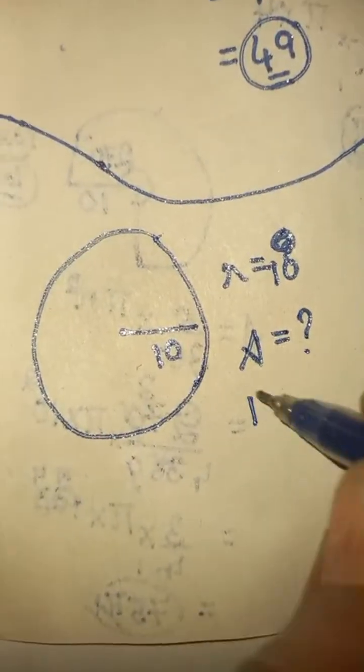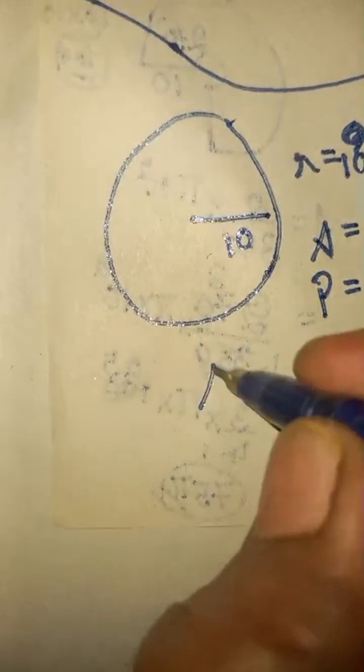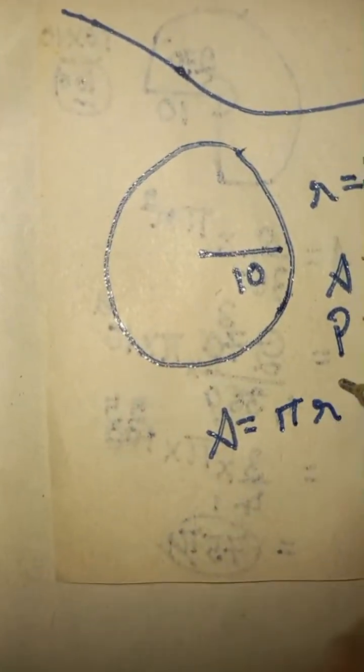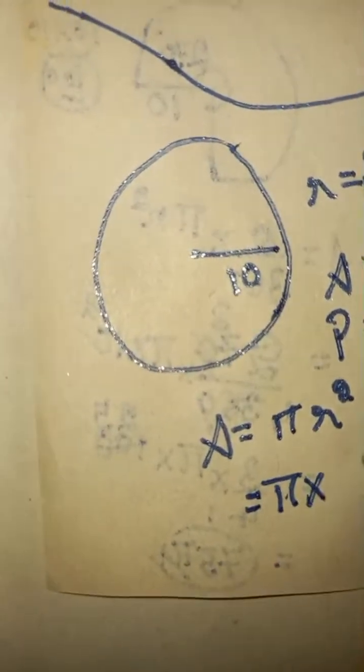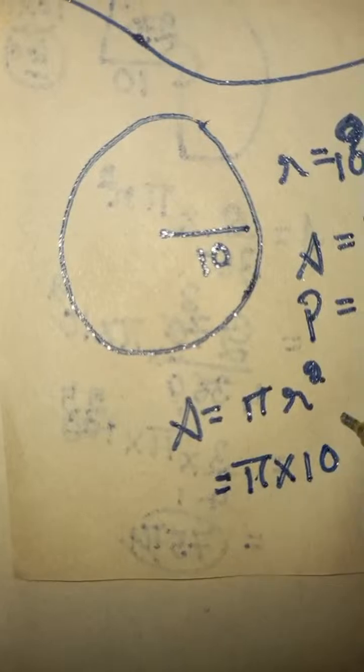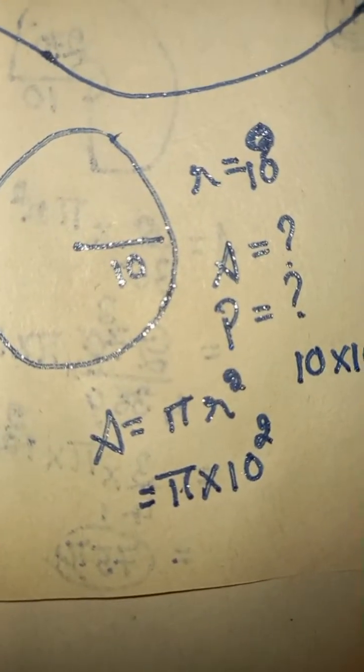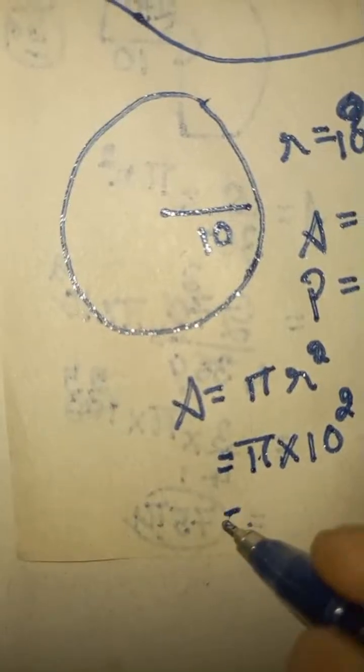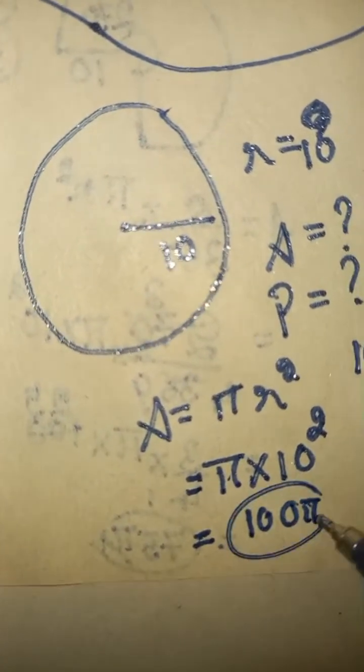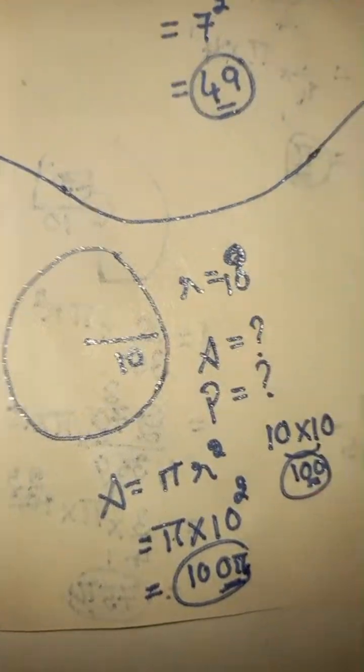Let's take the final problem on circles. Here the radius of the circle is equal to 10 units. If the radius is 10 units, you need to find out the area of the circle and the perimeter. Even here, the area of the circle becomes pi r square. So this becomes pi times 10 square. 10 square is 10 times 10, which is 100. So pi times 100 is 100 pi square units, the area of this circle.